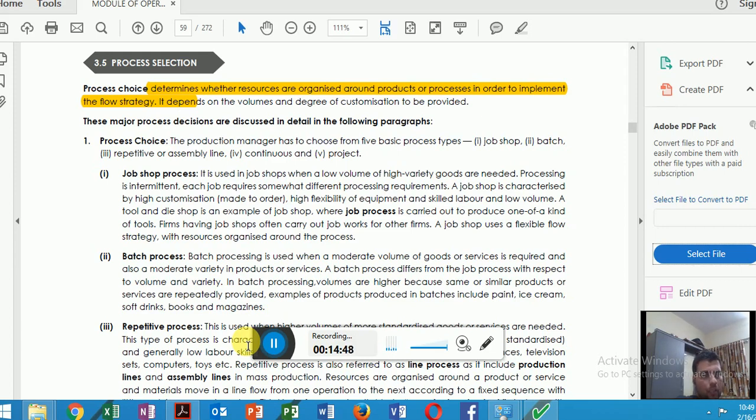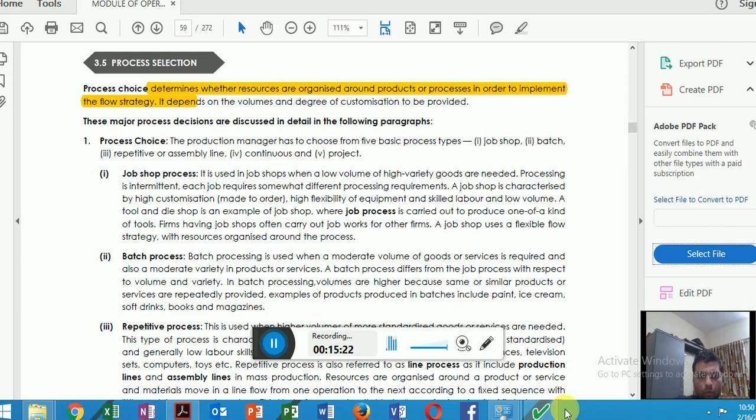If you see, this process selection is divided into 5 parts. First one is the job shop, second one is the batch process, third one is the repetitive process or assembly line, fourth is the continuous, and fifth is the project. I will repeat once again. The first one is the job shop, second is the batch, third is the repetitive or assembly line, fourth is the continuous, and fifth is the project. We will see everything one by one.